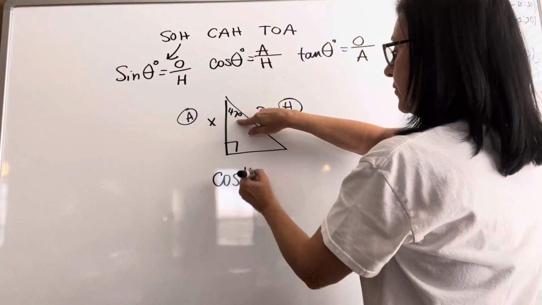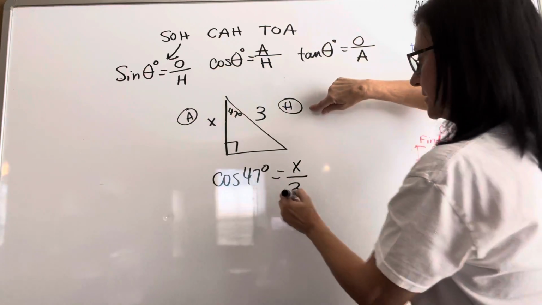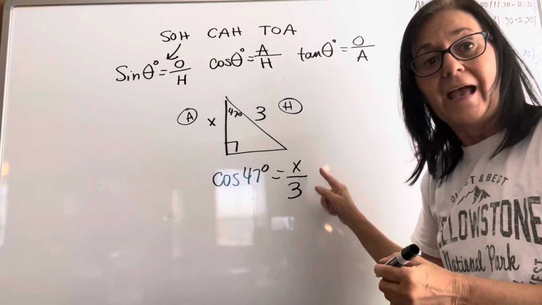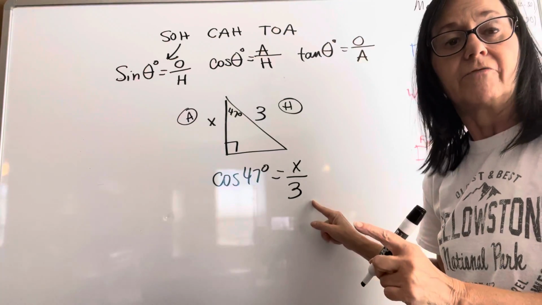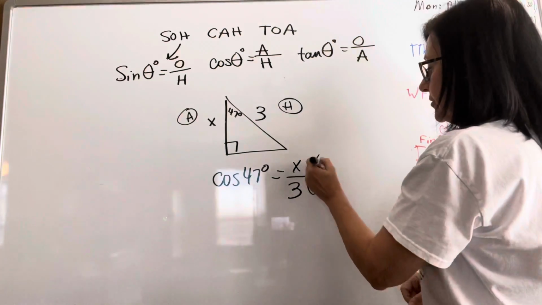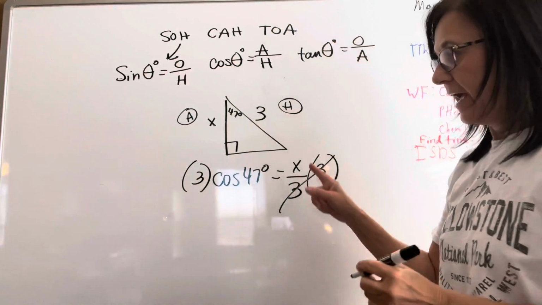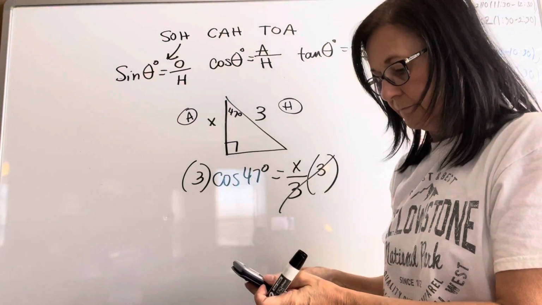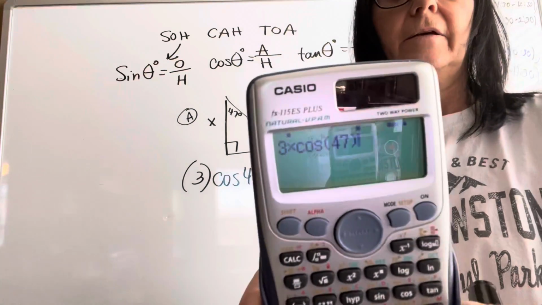The cosine of 47 degrees equals adjacent over hypotenuse. My x is not in the denominator. X is divided by something. I want to solve for x and have it be all by itself. So I multiply. Do the inverse operation on both sides. The value of x is 3 times the cosine of 47 degrees. And it gives that to you.